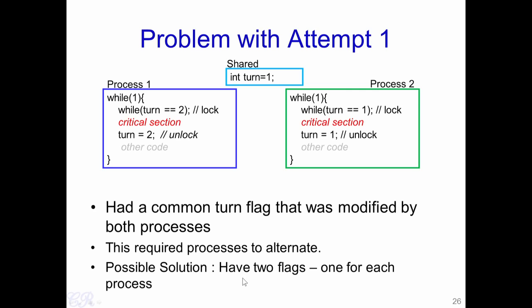So, one possible thing we could actually make better in our second attempt is to not have a single shared flag. Instead, we will have 2 flags, one for each process. So, let us see the second attempt to solve the critical section problem.